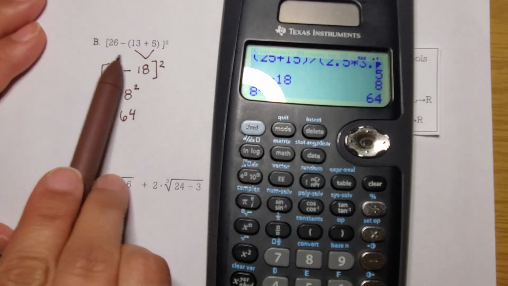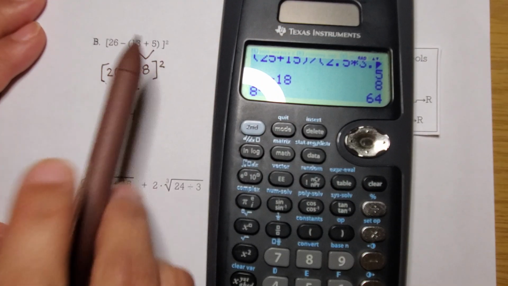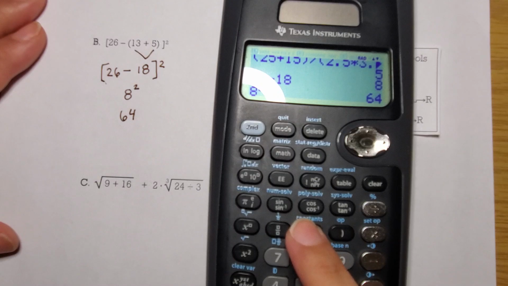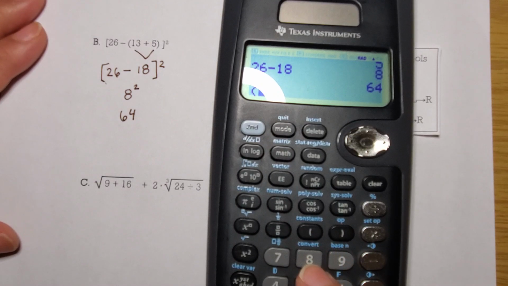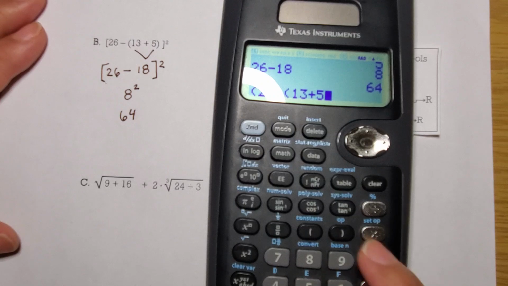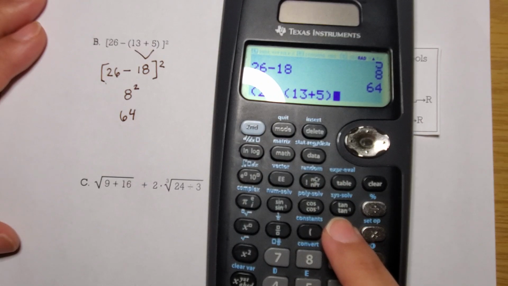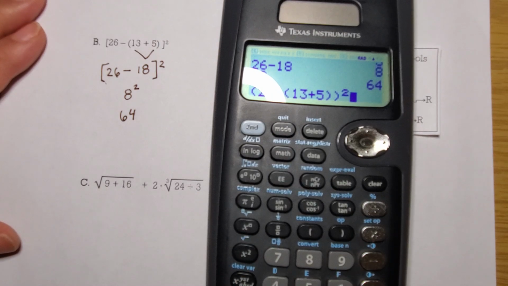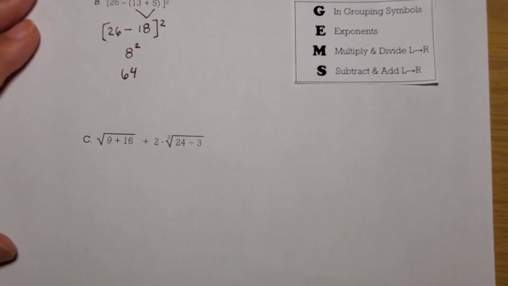Let's go ahead and check this whole thing in one go on the calculator. So I'm going to start using a parentheses for that first bracket. 26 minus another parentheses, 13 plus 5. Close the parentheses, close the brackets, square. Let's hope we get 64. We did, hooray! All right, let's do one more problem.